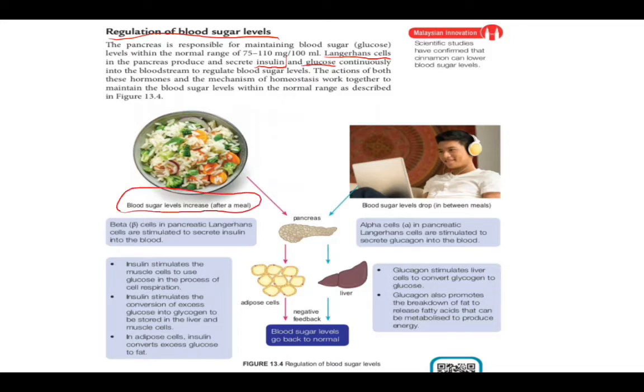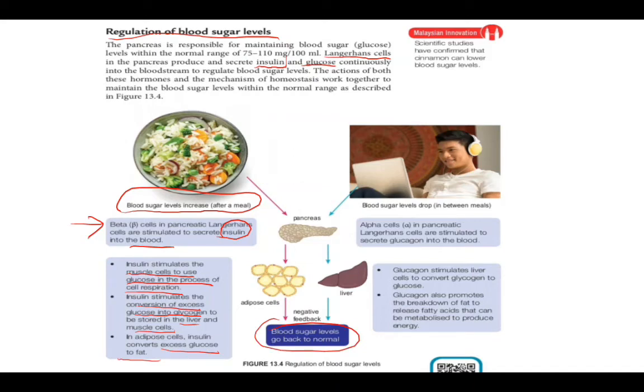Okay, so di sini blood sugar level increase after meal. Selepas kita makan, our blood sugar level will increase. So what happened? The beta cells in the pancreatic Langerhans cells are stimulated to secrete insulin into the blood. Okay, so apa insulin itu buat? The insulin will stimulate the muscle cells to use the glucose in the process of cell respiration. And insulin also stimulates the conversion of excess glucose into glycogen to be stored in the liver and muscle cells. So in adipose cells, insulin converts excess glucose to fat. So ini akan bring the negative feedback, iaitu the blood sugar levels go back to normal.